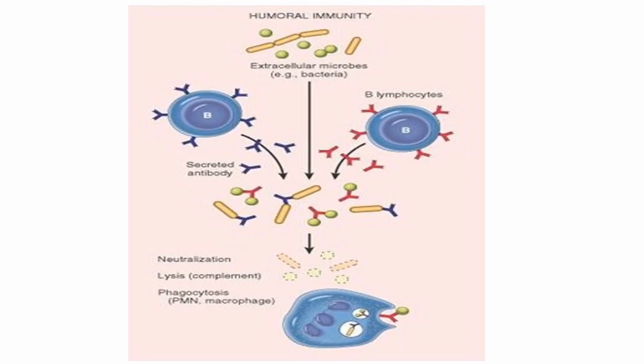So in this diagram we can say that the humoral immunity works through the B lymphocytes. The antigen activates the B lymphocytes. Different B lymphocytes are activated by different types of antigens. So they will produce the antibodies. These antibodies, through neutralization, lysis, and phagocytosis, are responsible for eliminating the pathogen.